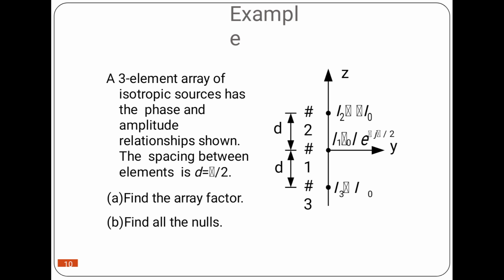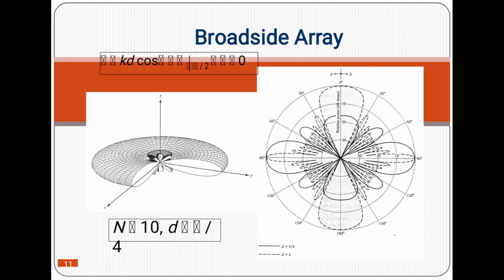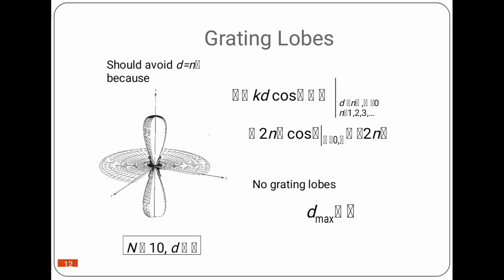A 3 element array of isotropic sources has an amplitude relationship, and the spacing between the elements is lambda by 2. Find the array factor and the first null. So you can see the broadside array. There are two classifications with uniform amplitude, broadside array and end fire array. Based upon the length, n equal to 10, you can draw the broadside array with a different pattern.